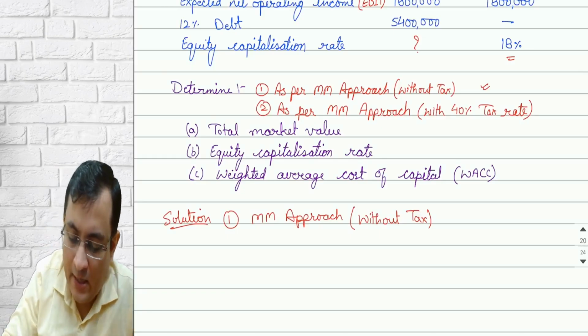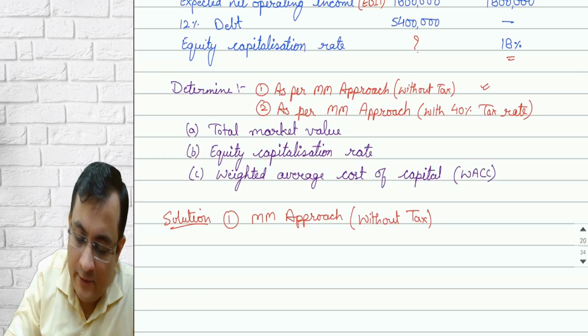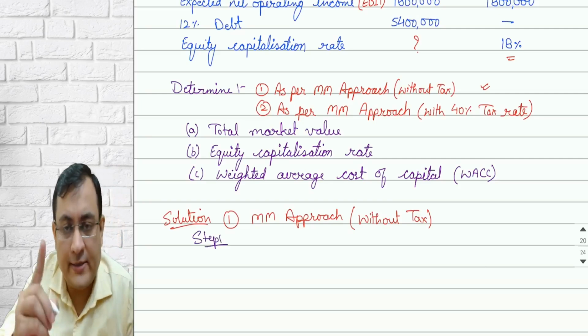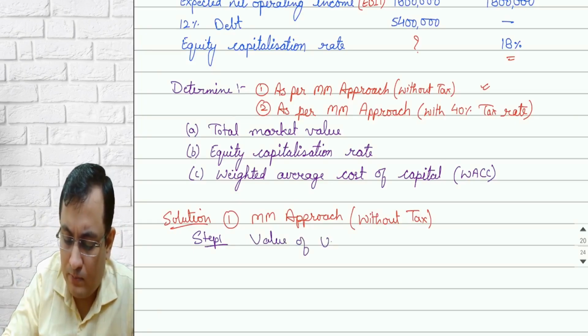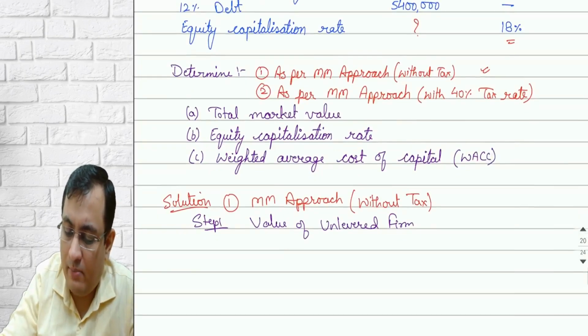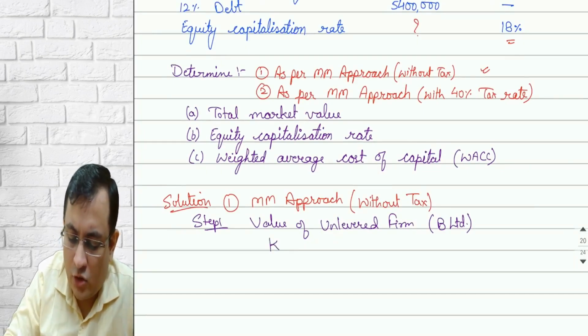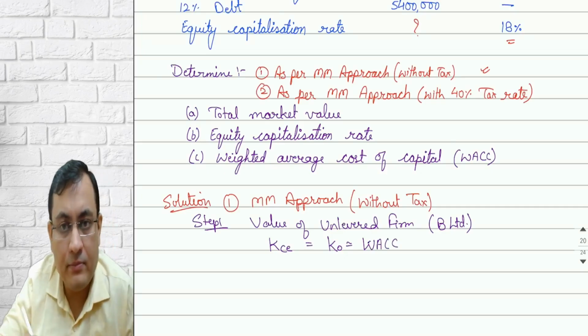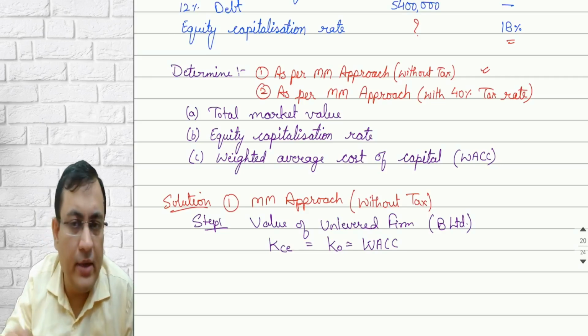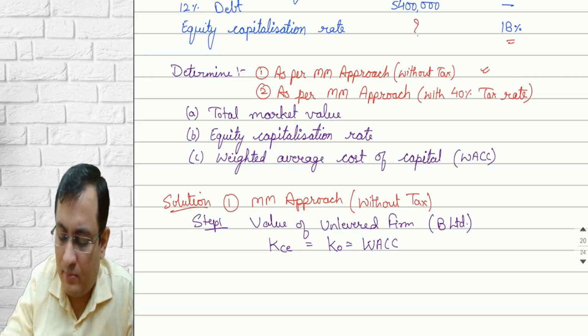Approach without taxes. So first, Step 1. Always calculate value of unlevered firm. Unlevered firm, that is your B Limited. Value of firm: here your cost of equity is equal to your overall cost, that is your WACC. They are the same because it's a 100% equity company, so weight of equity is 1, so cost of equity is equal to your cost of overall firm.